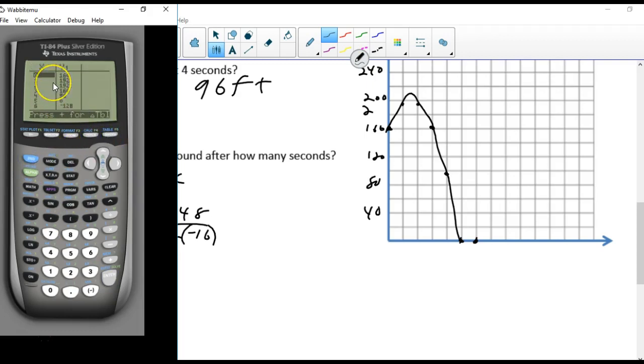Which is not on here, is it? So you can plug 1.5 in, or here's a little trick. If you go to the table and just change it to starting at 1.5. Well, no, let's just keep it at 0. But watch. If you tell it to change instead of 1 to 0.5, now you will see 1.5 is 196 feet.